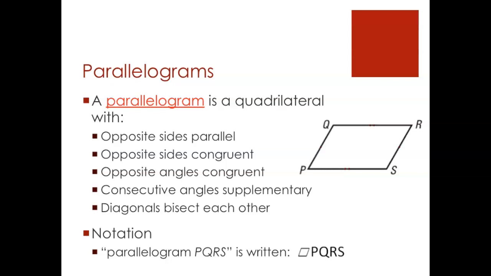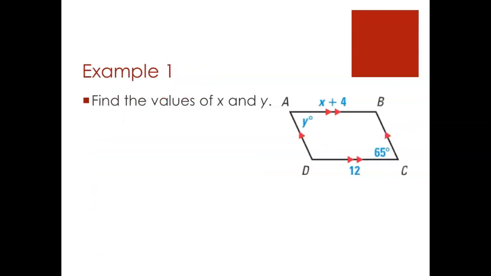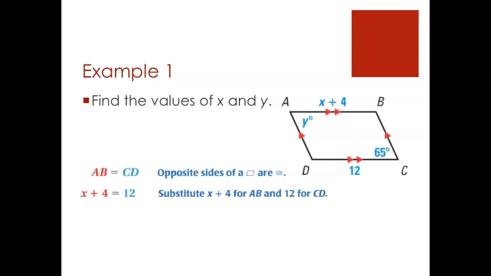Take a look at example 1. Find the values of x and y. So because you know that opposite sides of a parallelogram are congruent, we can go ahead and say that AB has to equal CD, and substituting that gives us x plus 4 equals 12. Solving here, we get x is equal to 8, and so we found the value of x.